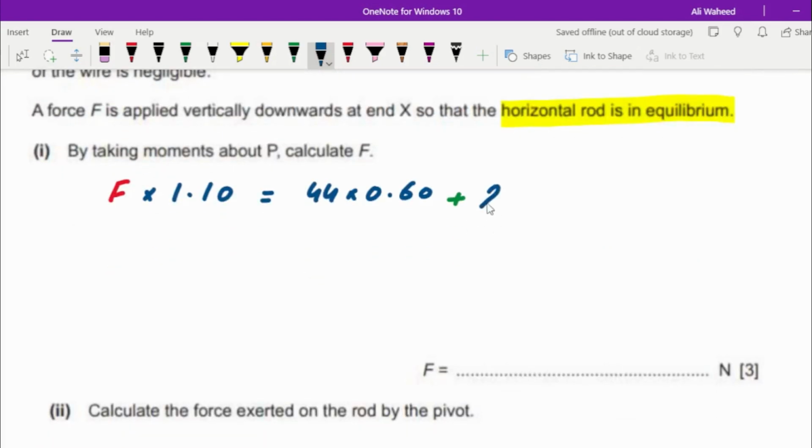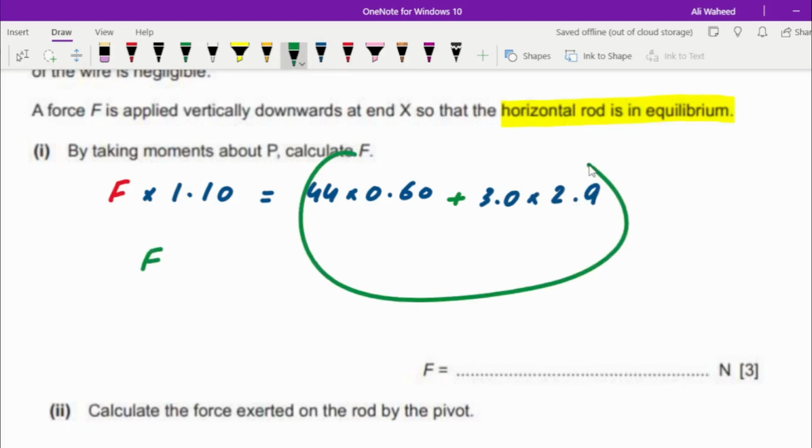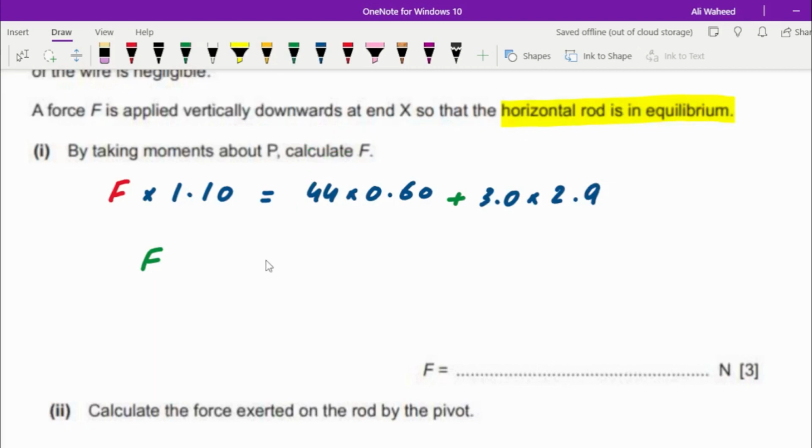So you multiply it by, the force was 3.0, multiply by 2.9. Then you rearrange it, find the value of F, sort this one out, and divide whatever the answer of this thing is by 1.10, because 1.10 being multiplied on the other side, once you shift it on the right side, it would be divided. So the final answer that you'll be getting from here would be, in 2SF, 32 newtons. Alright, simplification, you just need to use the calculator for it.